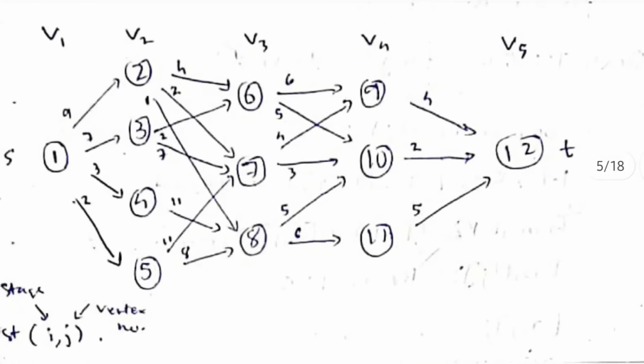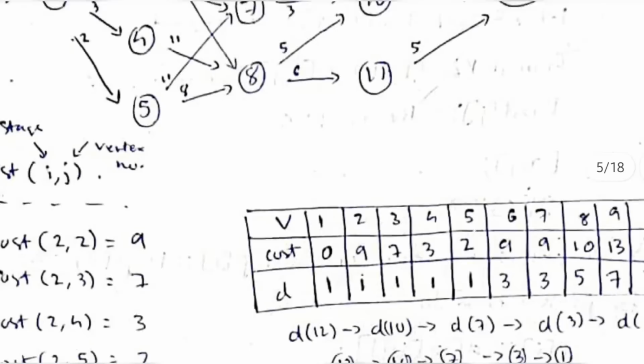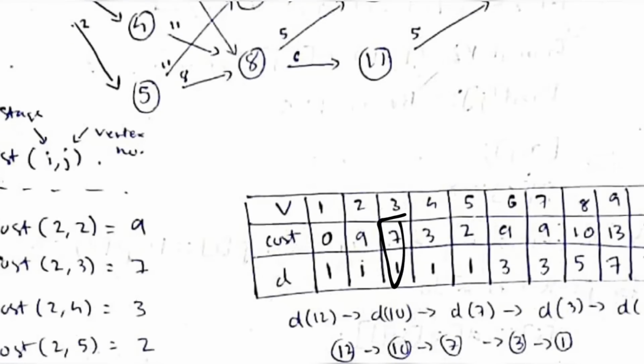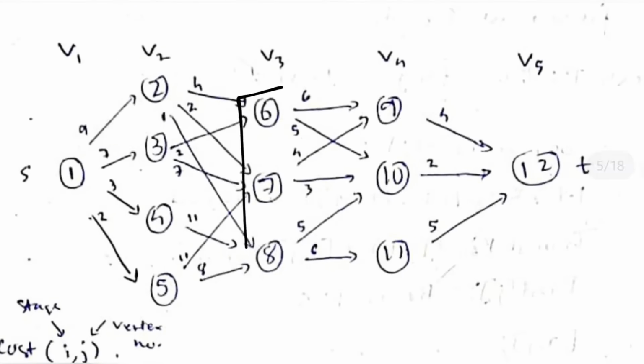For the second one, 3, from which vertex you are reaching 3? First vertex, and the cost is 7, so we'll be writing 7 and 1. For the 4 and 5 also the same thing, because there is only one vertex through which we are reaching these vertices. Okay, then coming to stage 3, we have multiple vertices reaching to 6.